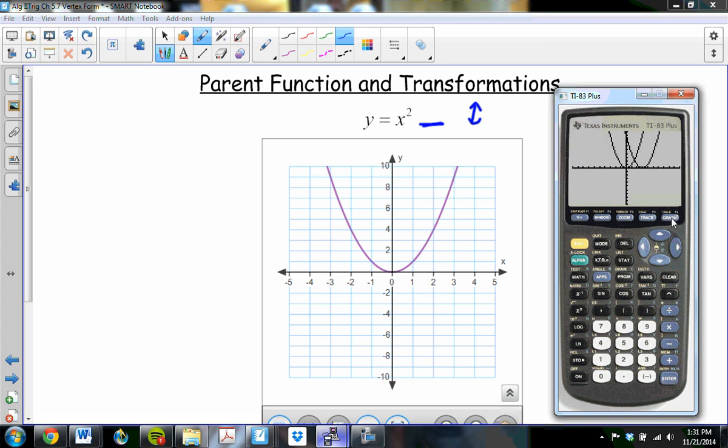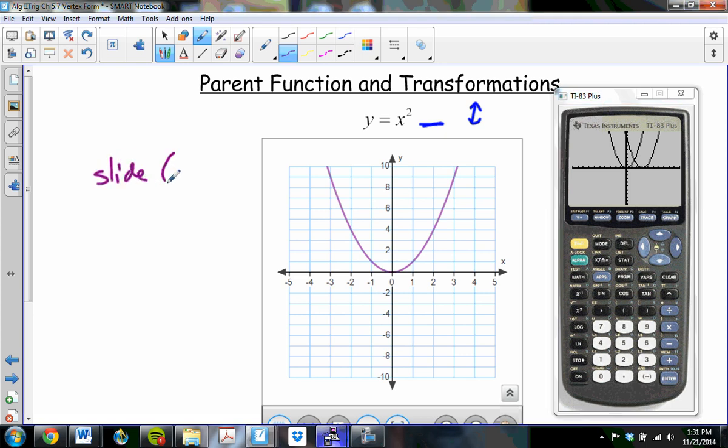These are called transformations. These ones specifically are a translation. When you move things side to side, when you slide things around, it's called a translation. This is something we've talked about before. We also talked about reflections.